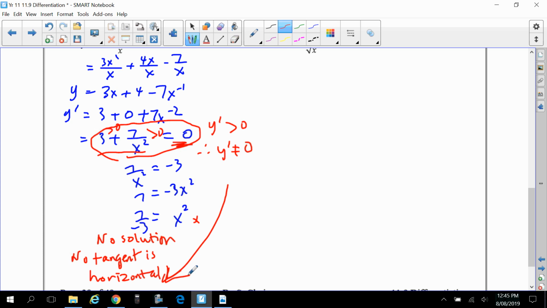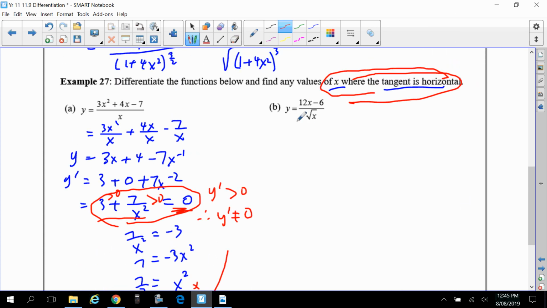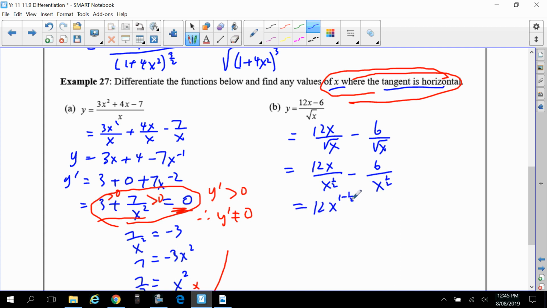Our next one's a bit tricky. You have to split the fraction. So let's see. So split into 2. 12x on root x minus 6 on root x. This one you can use index form: 12x power half minus 6x power negative half, which is 12x power half minus 6x power negative half. Like that, before you differentiate.